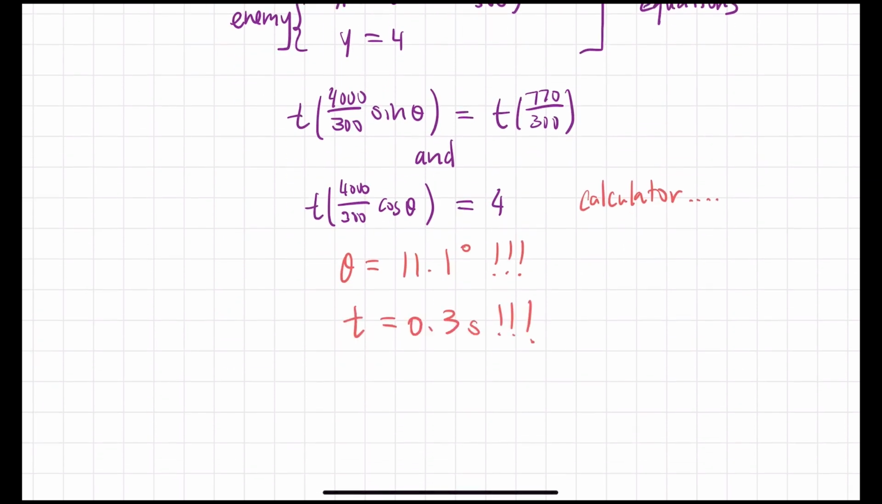I got 0.3 seconds. Nice. This means that when t equals 0.3, the position of your bullet and your enemy is the same. Therefore, you hit. Thanks, Jerry.